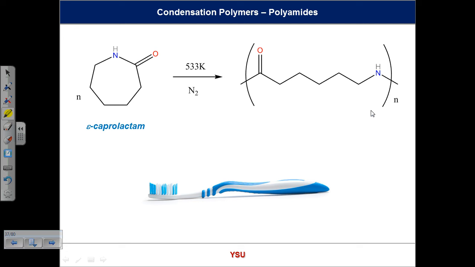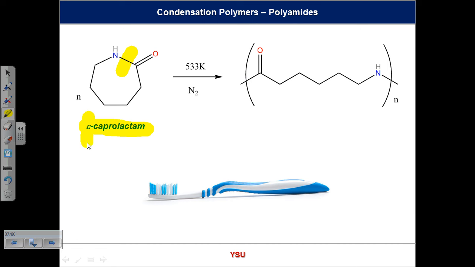The way we make nylon 6 is to take a molecule called epsilon-caprolactam, and you heat it up high. If you heat it up, it breaks apart, and it opens up into a bifunctional molecule. That bifunctional molecule then attacks other bifunctional molecules to form amide bonds. And again, we get fibers, and those fibers are very, very tough.